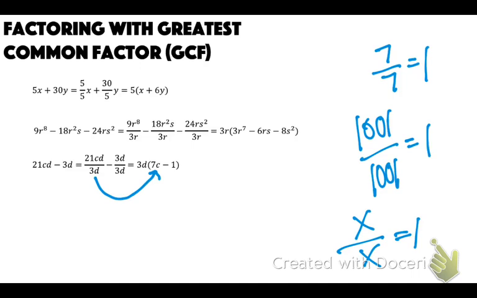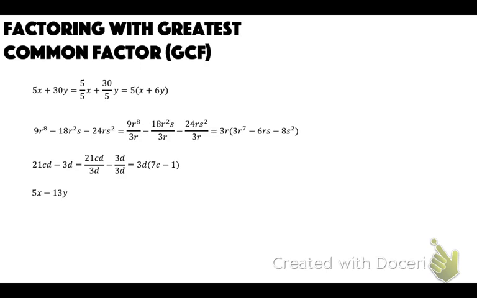But think about, like, let's take this one for example. If you had 7 cookies and you had 7 friends, how many cookies would each friend get? Well, you would each get 1 cookie, okay? And then here, since we divided by 3D, that comes onto the outside. Okay? And the whole reason I was doing that is that 3D divided by 3D equals 1. Cool?